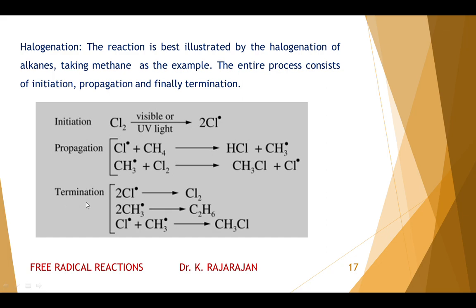During the termination, two chlorine free radicals, when they combine together, will give a chlorine molecule. Likewise, when two methyl free radicals combine together, it will give ethane, that is C2H6. Not only that, when different free radicals combine together, that will also give a molecule. For example, when a chlorine free radical and a methyl free radical combine together, they will give methyl chloride.